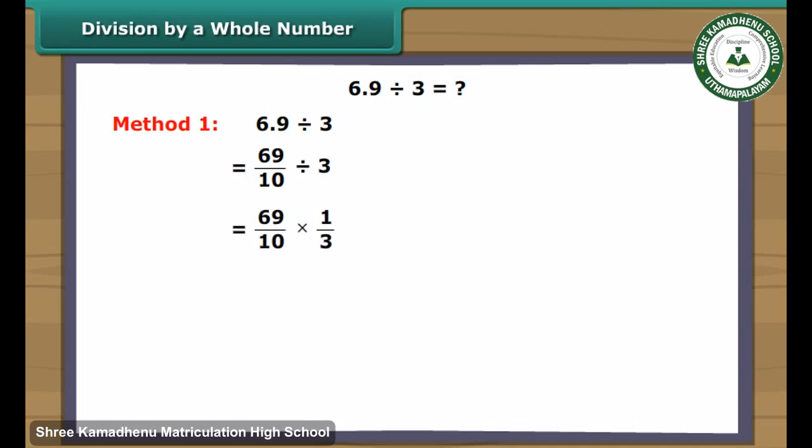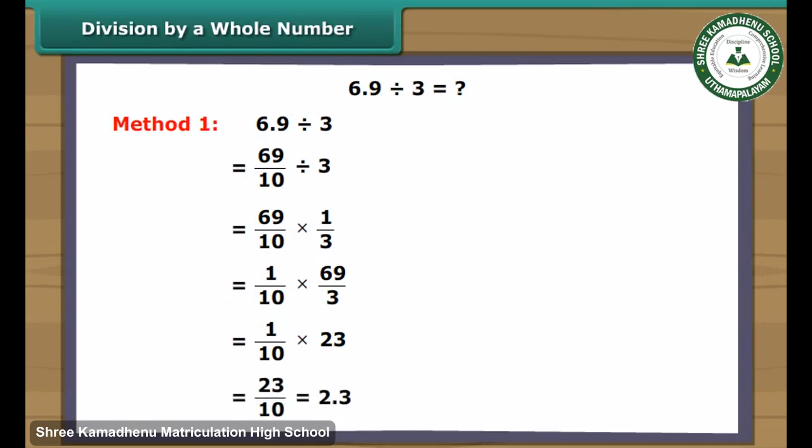Division by a whole number. How will you divide a decimal number 6.9 by a whole number, say 3? Such numbers can be divided by 2 methods. Method 1. Write 6.9 as 69 upon 10. Thus, we'll get 69 upon 10 multiplied by 1 upon 3. This can be written as 1 upon 10 multiplied by 69 upon 3. On simplifying this, we get 1 upon 10 multiplied by 23, which is equal to 23 upon 10 and at last 2.3.